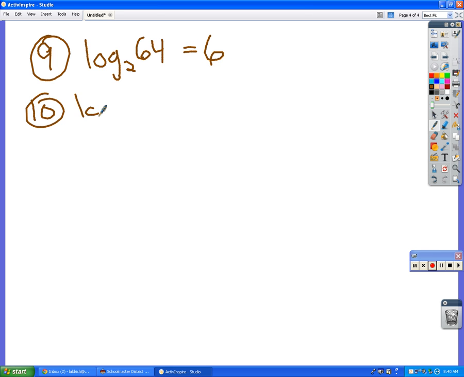Number 10, log base 3 of 27 is saying 3 to the what power is 27? 3.